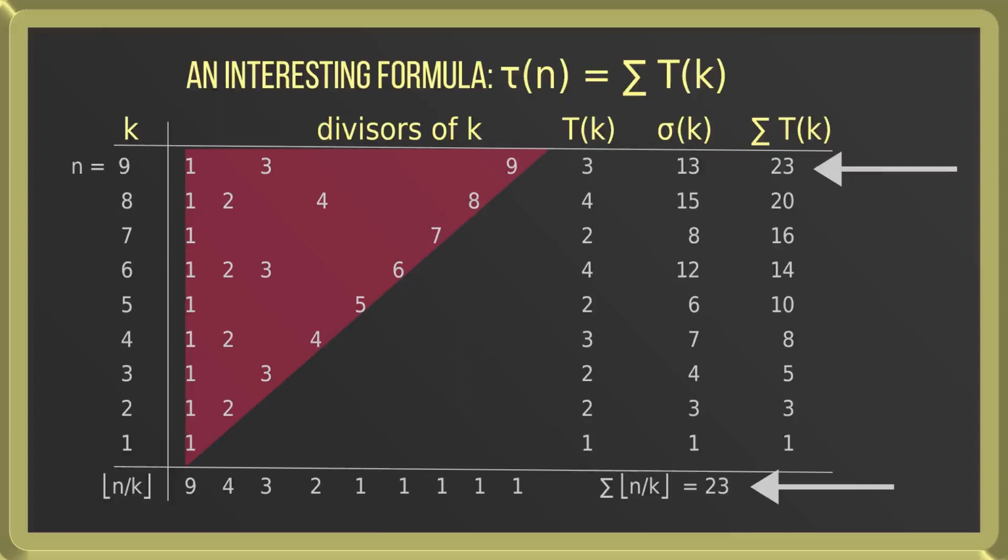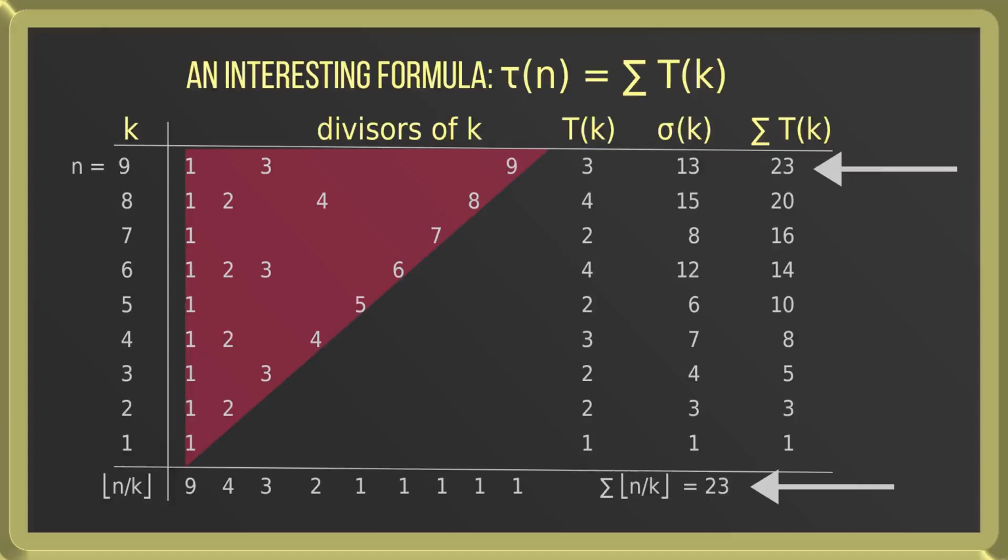Another way to count the elements is as follows. Count the divisors in each column and add the totals. We must get the same result, in this case tau(9), which is 23. Now, what does the count of a column represent? Let us look at the first column.